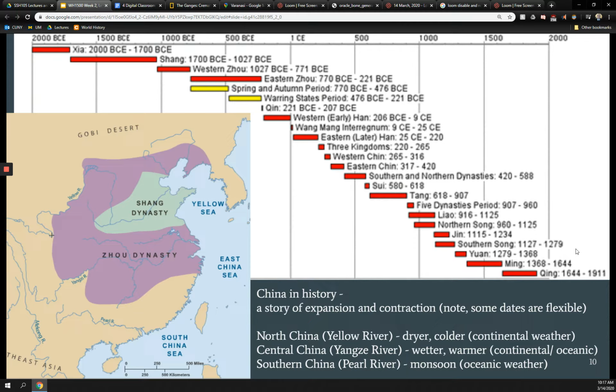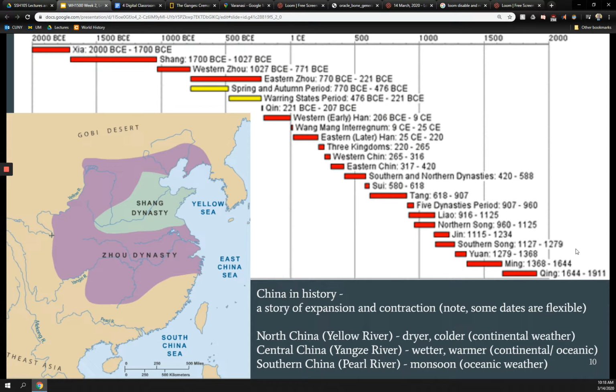In North China, we have the Yellow River, which is a drier, colder area with kind of continental weather, meaning the weather comes from the continent. It comes in from Russia and Europe, etc. And it is, for agriculture, better for things like wheat, buckwheat, barley, etc. Dry weather, dry field crops.